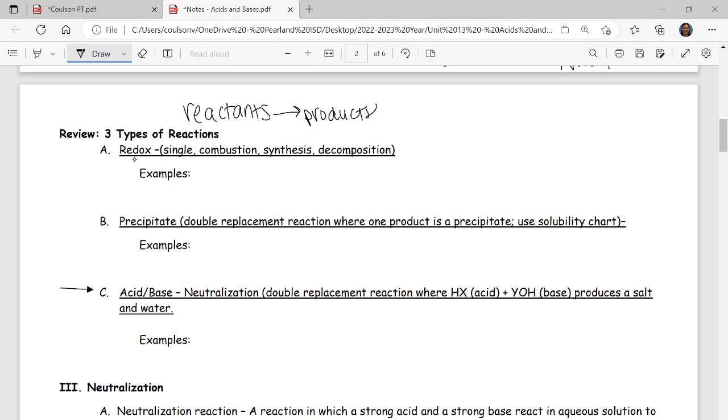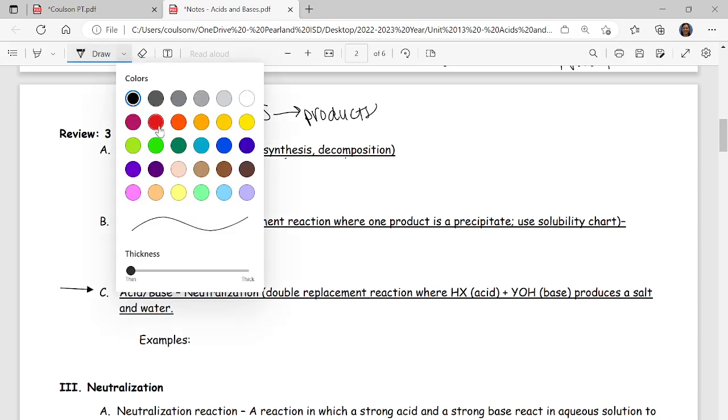All right, so a redox reaction, we defined those by saying a redox reaction has a single element somewhere in the reaction. So either on the reactant side or on the product side, there's going to be a single element somewhere. And then of the types of redox reactions, we had single replacement, combustion reactions, synthesis, and decomposition. Do you remember the difference between them all?